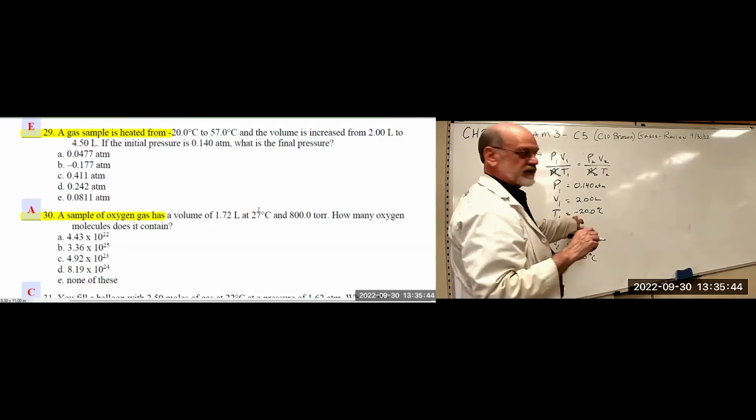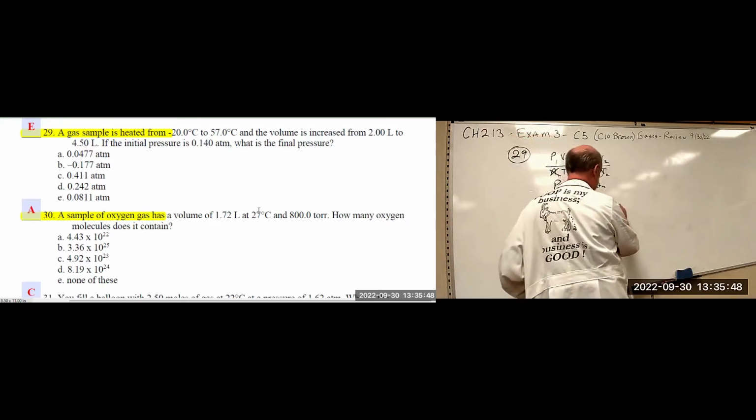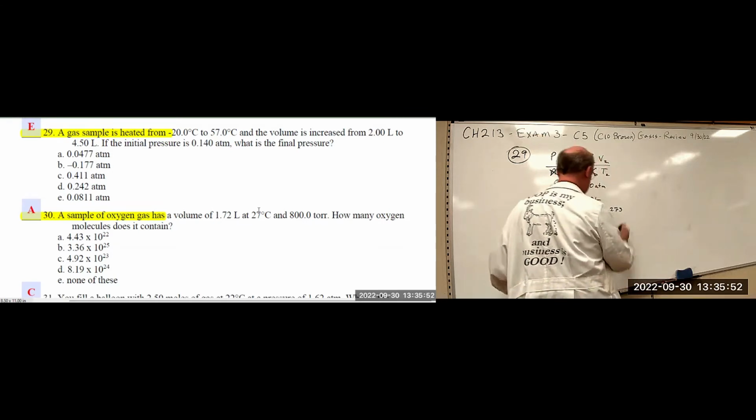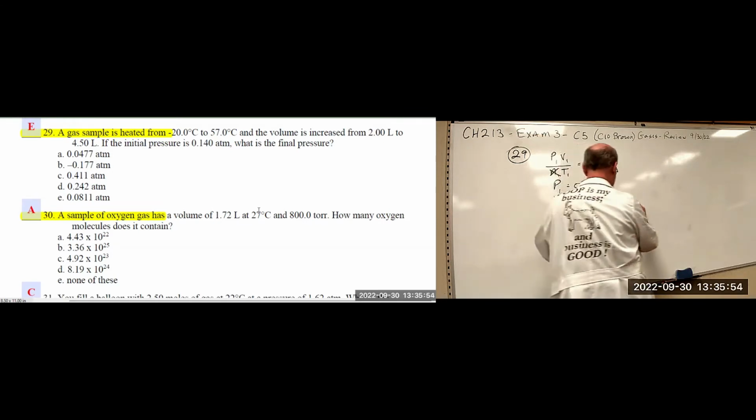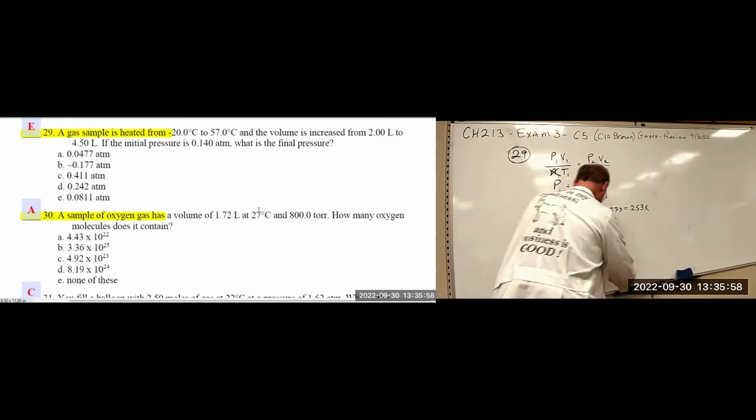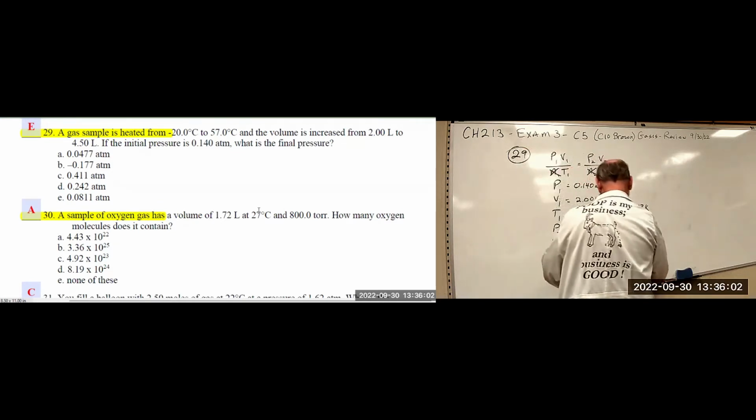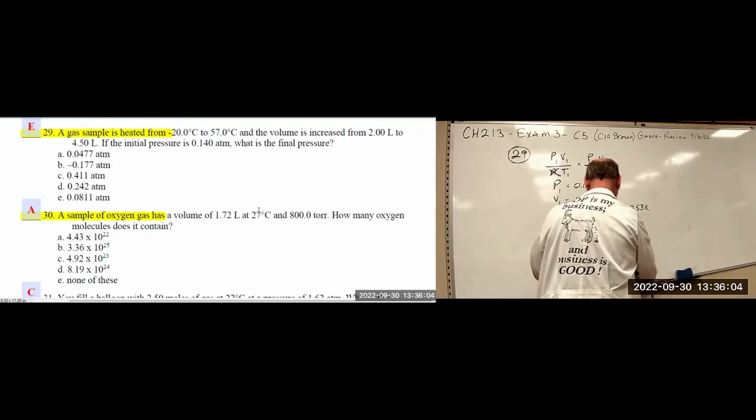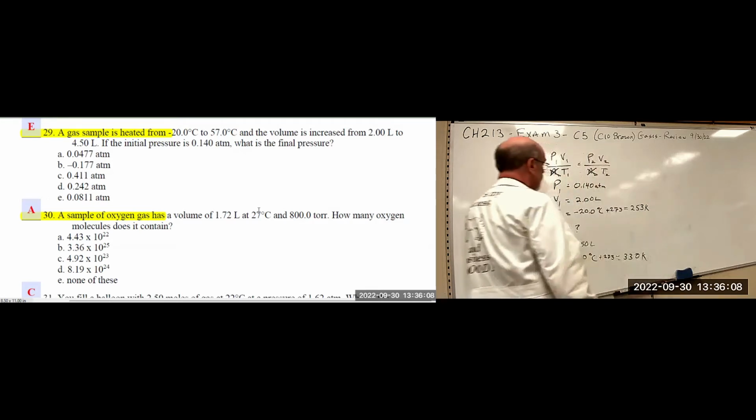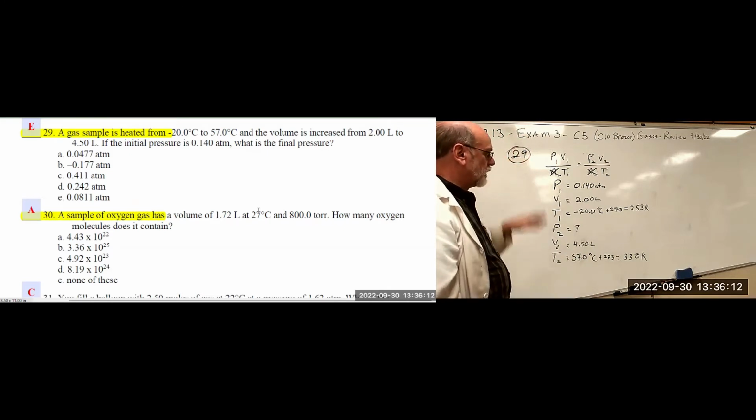We're going to have to change this one and that one to Kelvin. Plus 273, plus 273. So this one equals 253 K. And this one equals 330 K. There we go. Now that we've got everything where it needs to be, we can use the formula.